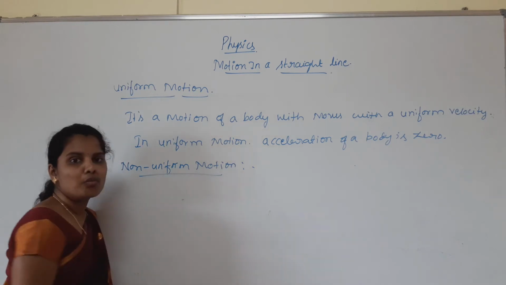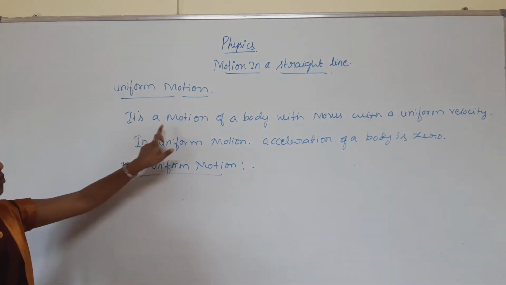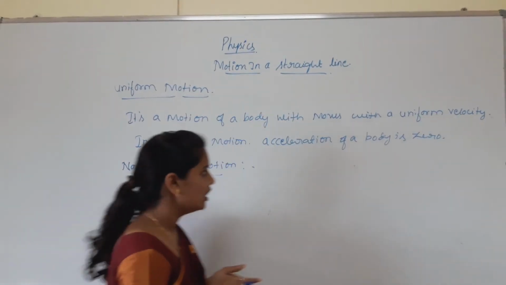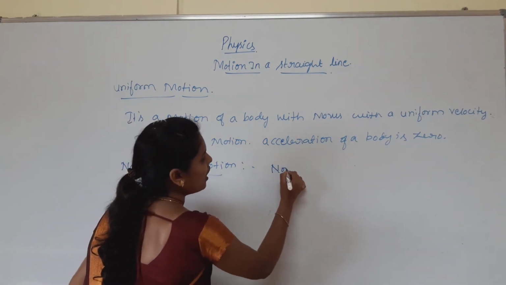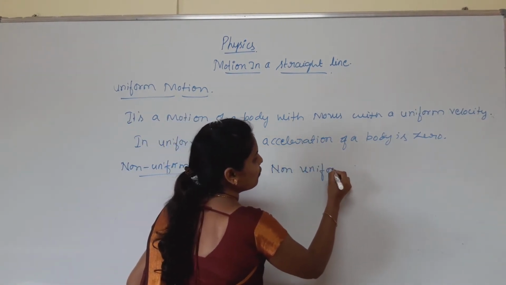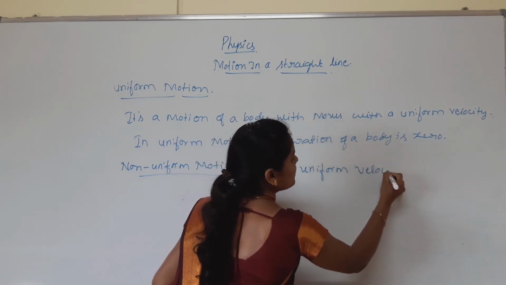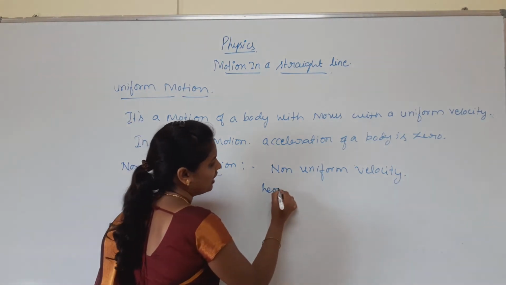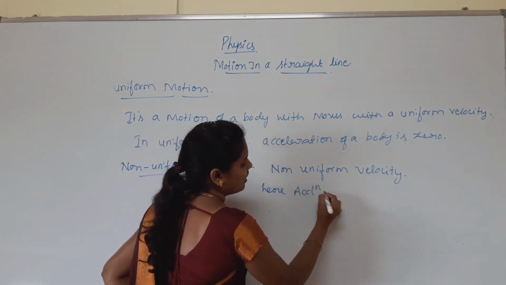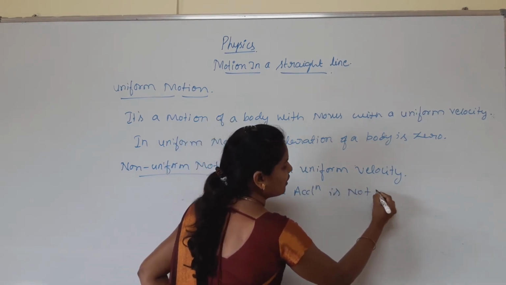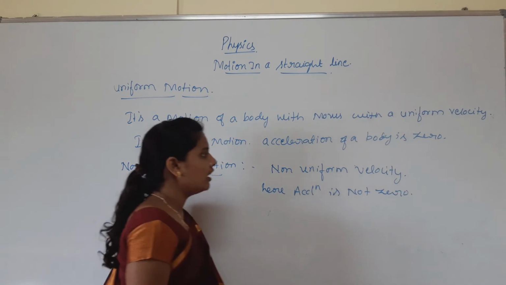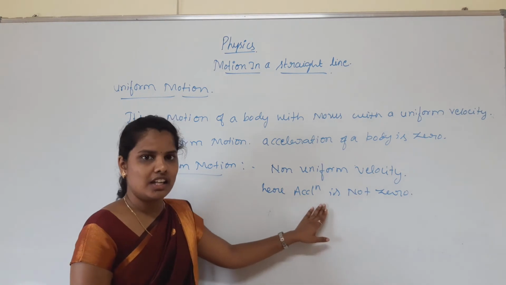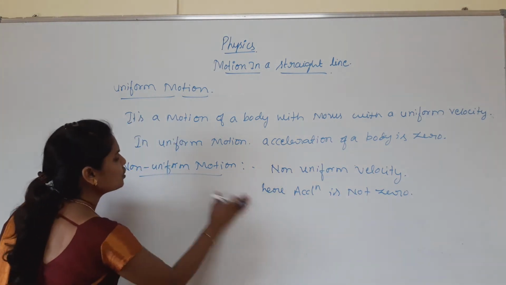What do you mean by non-uniform motion? It is the same as before. It is a motion of a body which moves with a non-uniform velocity. Here the acceleration is not 0. Why? Because it moves with a non-uniform velocity. Then only we observe some value of acceleration. Then the next topic comes.